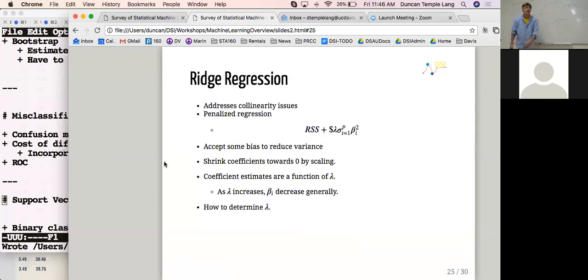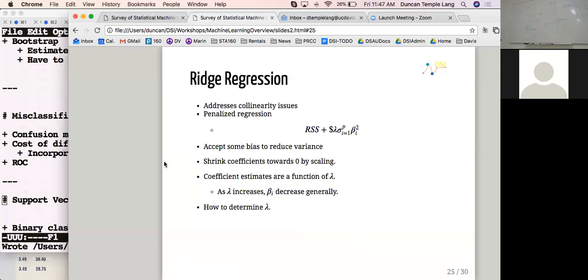Does anyone not believe that these two are equivalent? Minimize this plus this, or minimize this subject to this condition. Anyone want to argue with me about this? Good, thank you. Okay, so they are the same. So let's just take this term, subject to beta i squared is less than C.